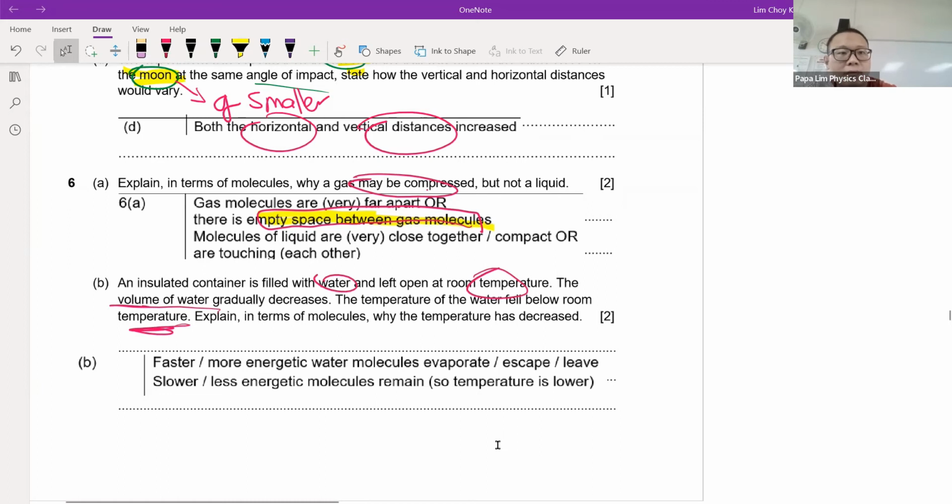What does this mean? What does this imply? This implies there is a certain amount of cooling effect, because the temperature actually falls below the room temperature. So there is a cooling effect. And when we talk about the volume of water decreasing, we only look at one thing, which is evaporation.